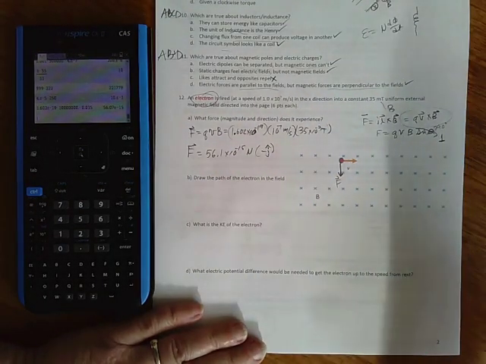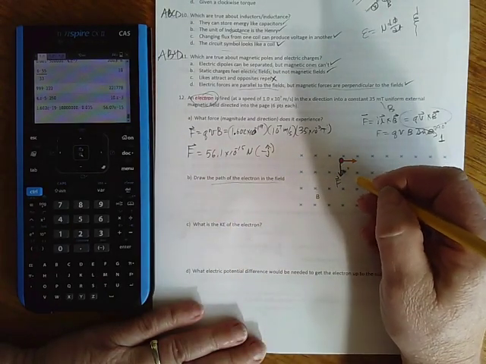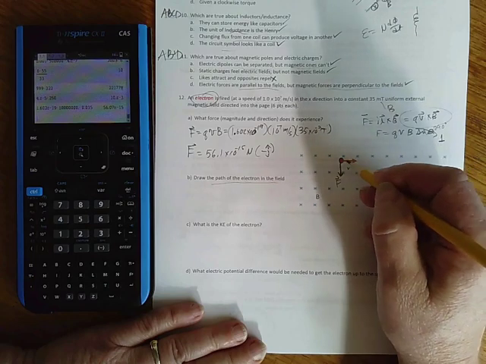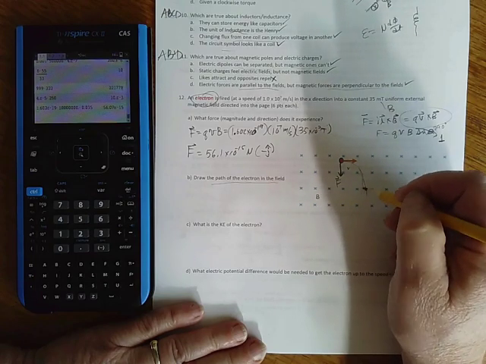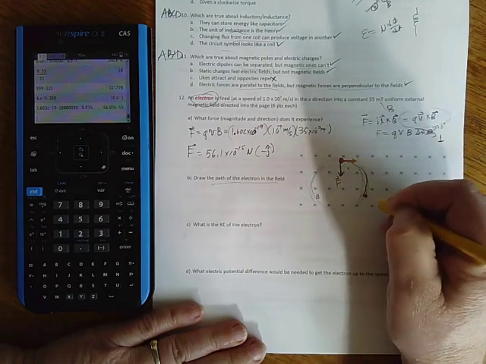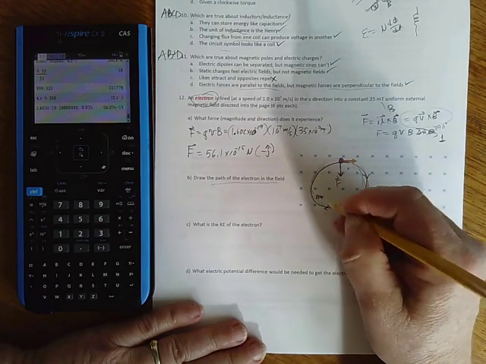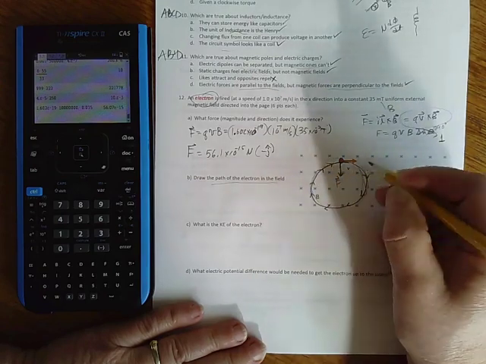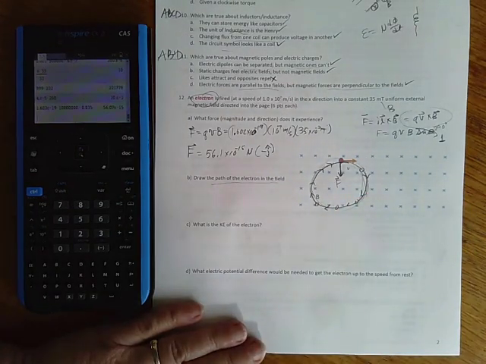Okay, draw the path of the electron in the field. This first force gives us an idea. It's moving this way, but it's feeling a push down, so it's going to go a little bit like this, and it's going to keep turning, trying to make a circle. So the path will be a circle in the field. It's a moving charge, moving perpendicular to the field.